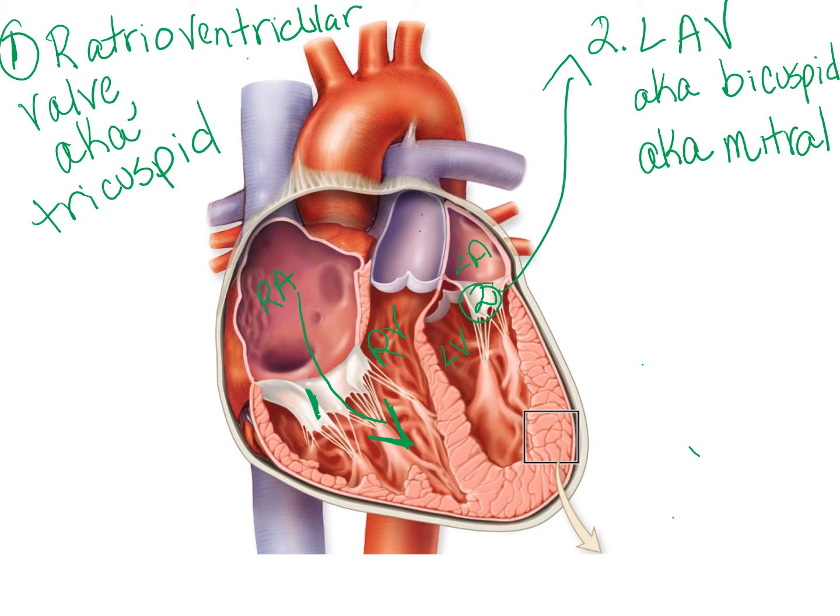Then we have valves that are going to be between the ventricles and the big arteries that are leaving the heart. So let's erase so we can get a better view of them.